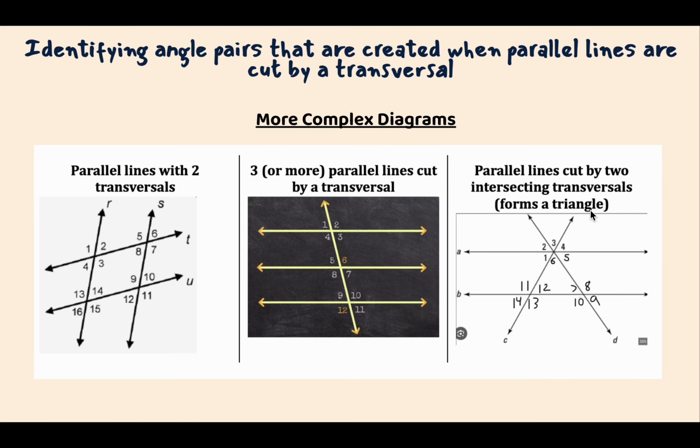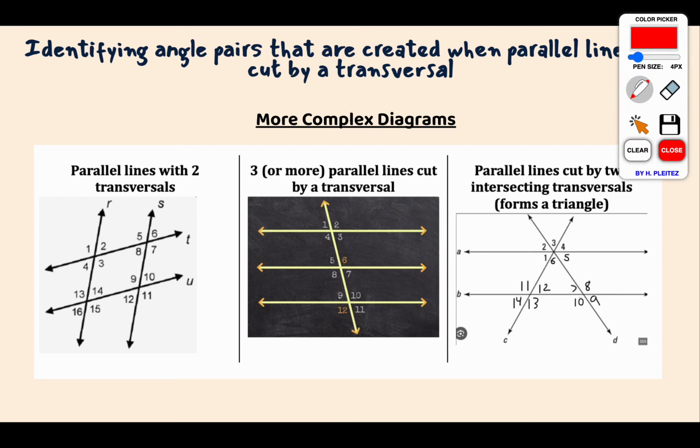Now, the last thing I'll say is that you might see more complex diagrams, but the same properties still apply. So you might have parallel lines with two transversals, more parallel lines cut by a transversal, or you might have intersecting transversals where you might see an image where we have a triangle here. So you guys will experience this in your task cards. Again, the same properties apply. Use your highlighters, use your pens.